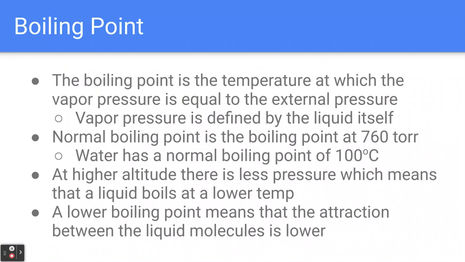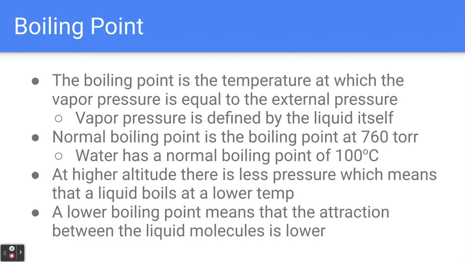We also have boiling point, and boiling point is the temperature at which vapor pressure is equal to the external pressure. And so external pressure, we're really thinking a lot of times of that atmospheric pressure. The normal boiling point of water at 760 torr, or 1 atmosphere, is 100 degrees Celsius. And the normal boiling point obviously is going to be different for different liquids. Normal boiling point is just at that normal atmospheric pressure. Normal atmospheric pressure is typically defined as 760 torr, or 1 atmosphere.